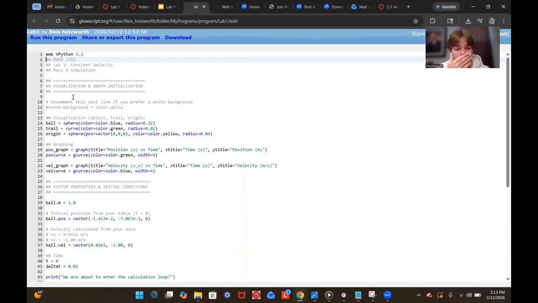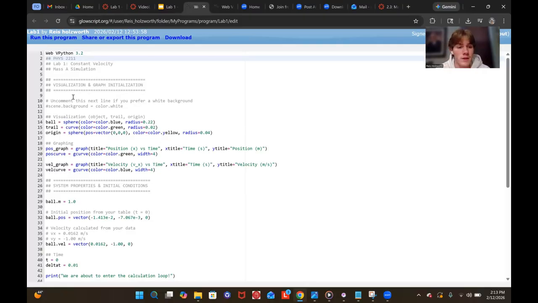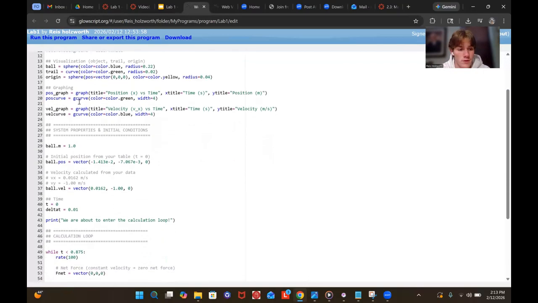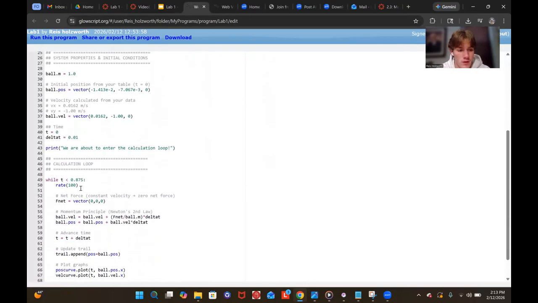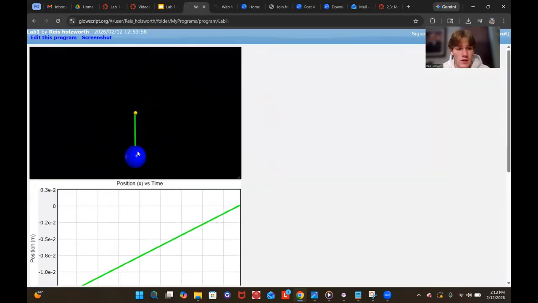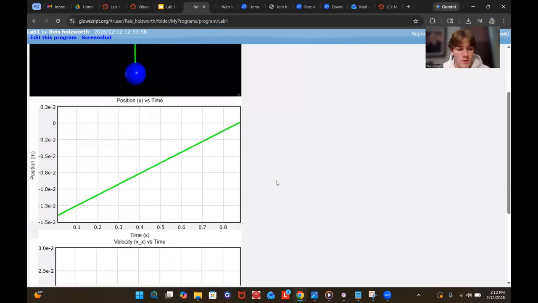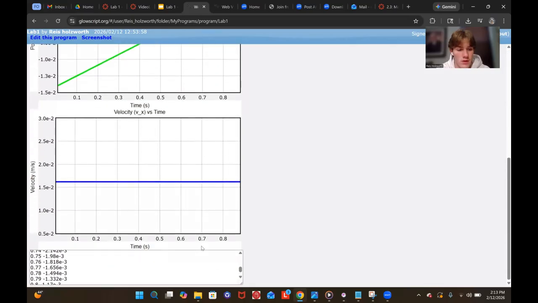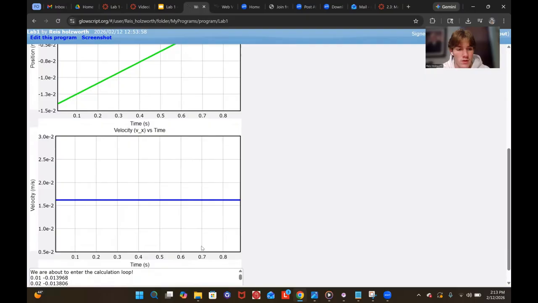You can show the GlowScript by clicking this. So here is the GlowScript after adjusting it for our data. Time is 0.875. And if we run this program, you can see it goes in a straight line with position over time, and velocity over time in a straight line, with the deviations over each point.